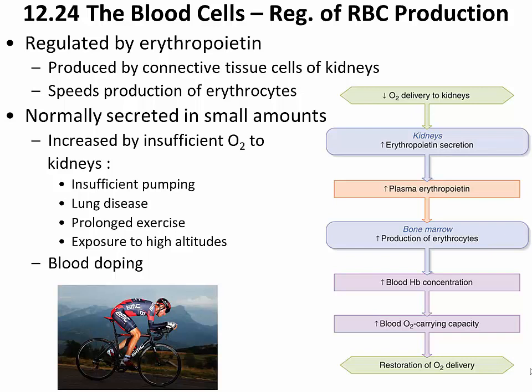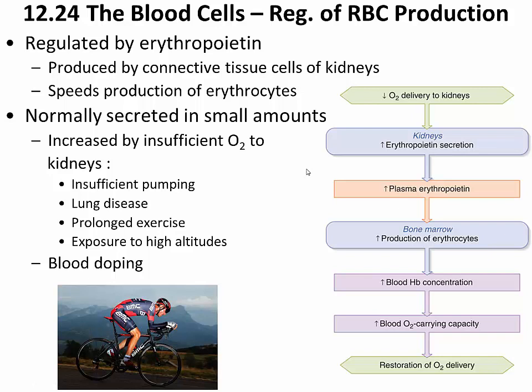And so there are multiple reasons for this potential insufficient oxygen delivery. Insufficient pumping of the heart, lung disease, prolonged exercise, or exposure to high altitudes are all possible reasons behind this insufficient oxygen. As we see in our diagram over to the right-hand side, we have insufficient oxygen delivery to the kidneys, increased erythropoietin secretion, increased plasma erythropoietin, increased production of erythrocytes in bone marrow, increased hemoglobin production, increased oxygen carrying capacity, and then restoration of oxygen to the various tissues of the body.